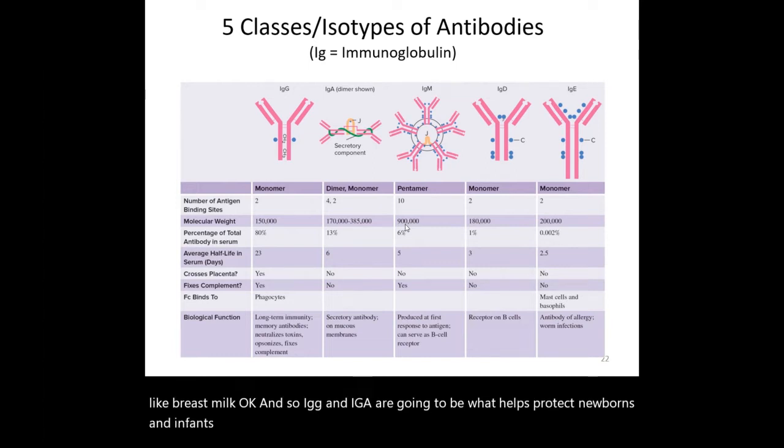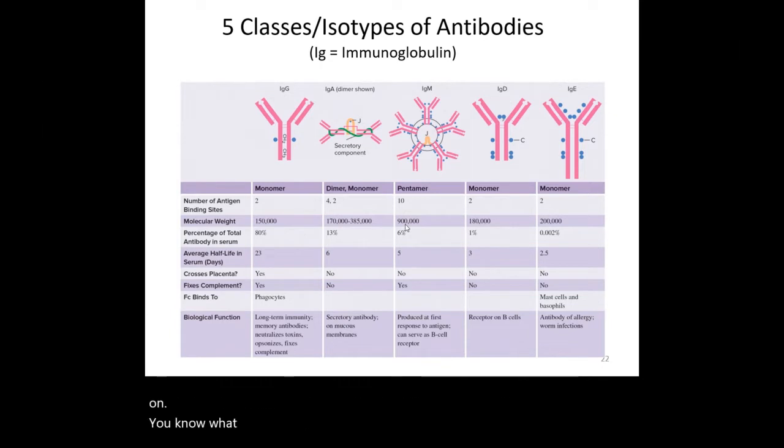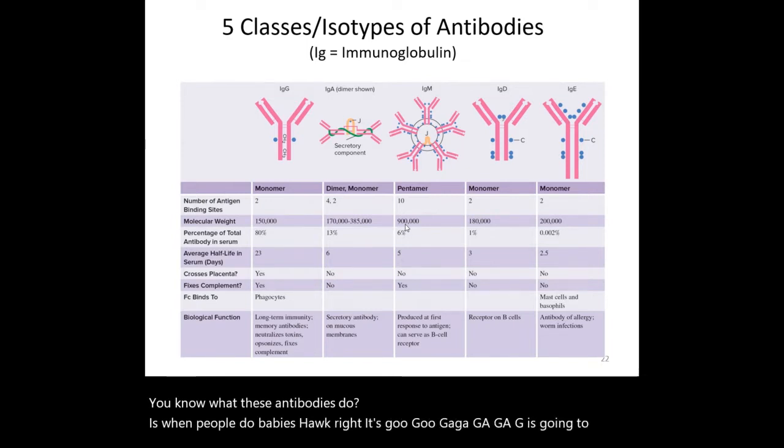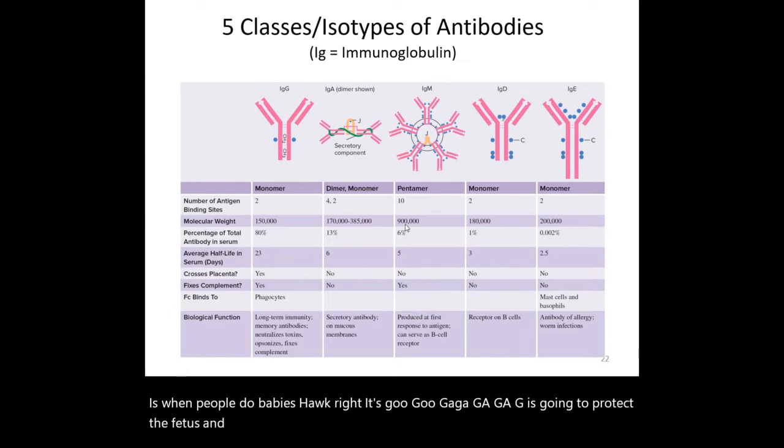And so how I remember this, because you will be tested on what these antibodies do, is when people do baby talk, right? It's goo goo, ga ga. G is going to protect the fetus and a newborn, whereas A is going to protect the newborn via breast milk.